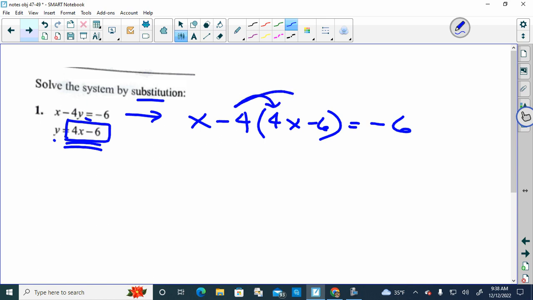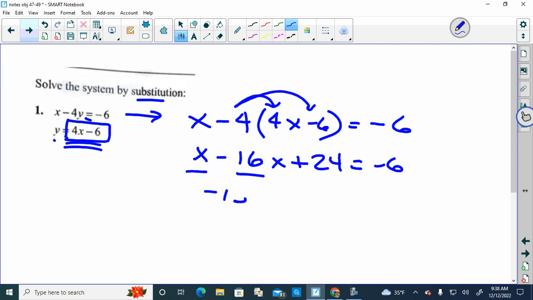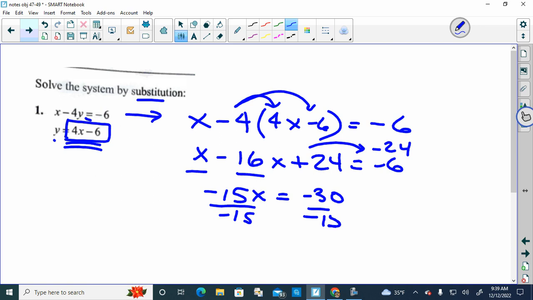If I distribute, I would have x minus 16x plus 24 equals negative 6. Combine my like terms, so I'd subtract and get negative 15x. I'm going to move this over to the other side to get the x's by itself, so that would change it to a negative 24, which means I have negative 15x equals negative 30. So divide by negative 15, divide by negative 15, so my x is equal to 2.